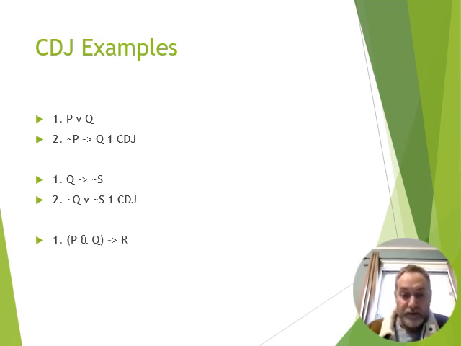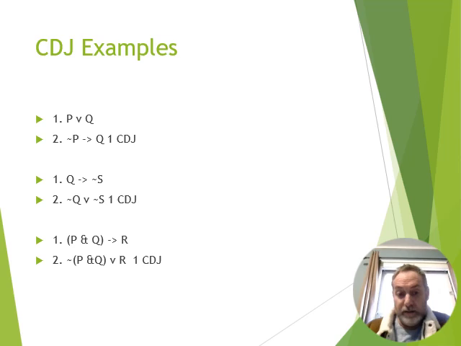One more. This works even if your antecedent is not an atomic statement. So here the antecedent is a conjunction, that's fine. I can still turn it into a disjunction. The left disjunct is the negation of P and Q. So that's how CDJ works.